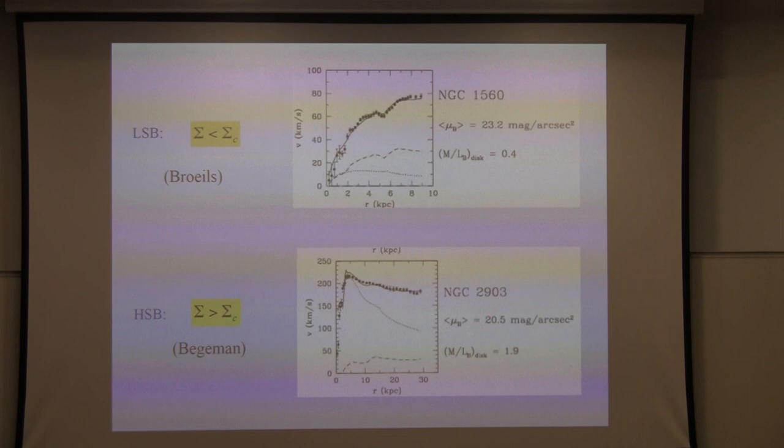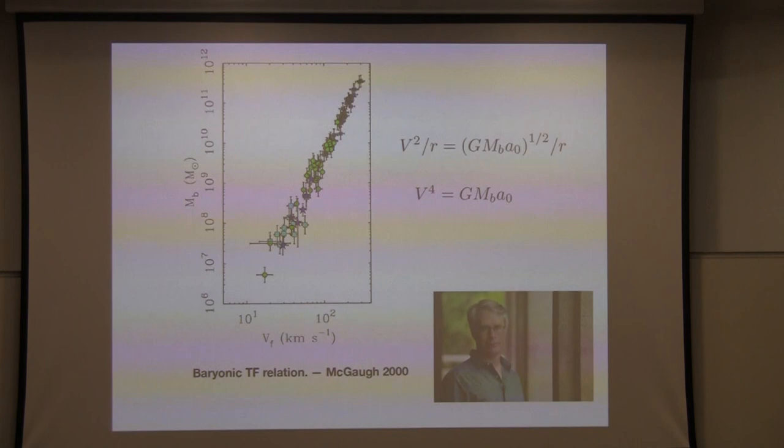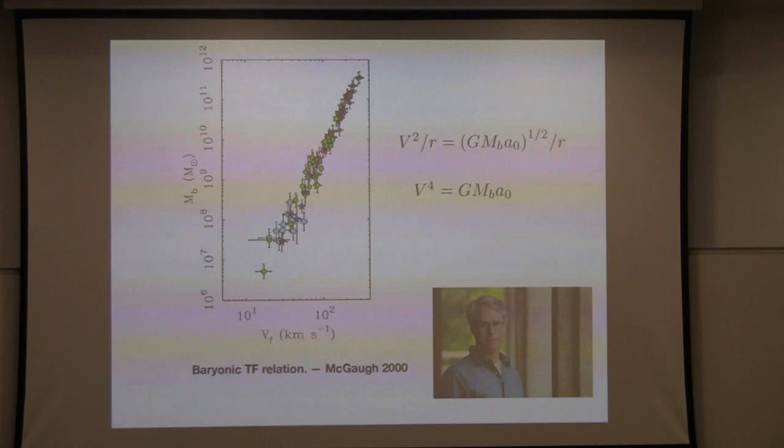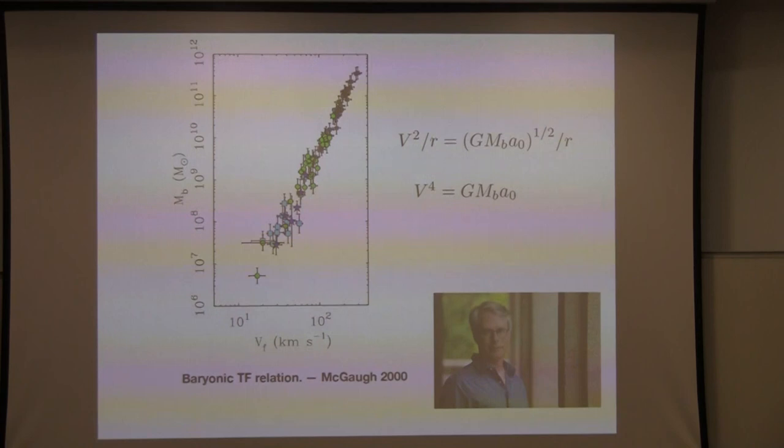And there's something else. There's much else, actually. There is, of course, the Tully-Fisher relationship. Because when you take the simple MOND formula and write it in terms of centripetal acceleration, in terms of the MOND force, you get this formula: v to the fourth is G times the baryonic mass times a naught, the acceleration parameter. Very simple formula. And it works fantastically well.